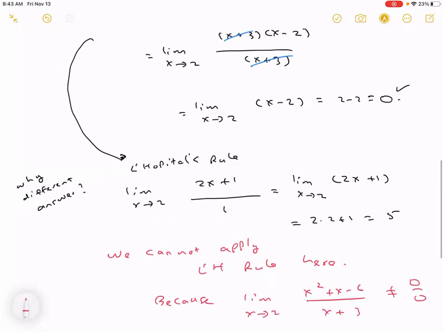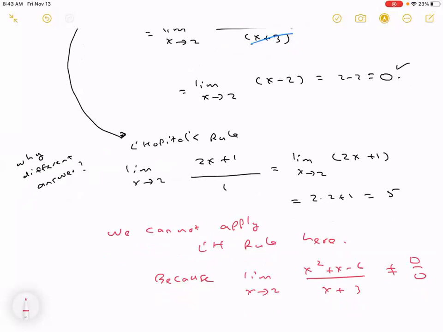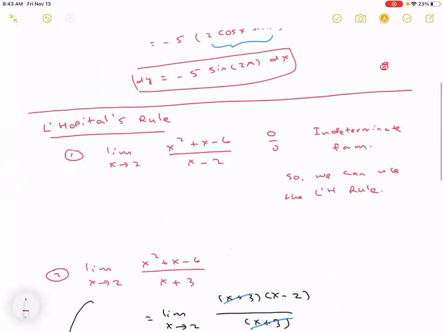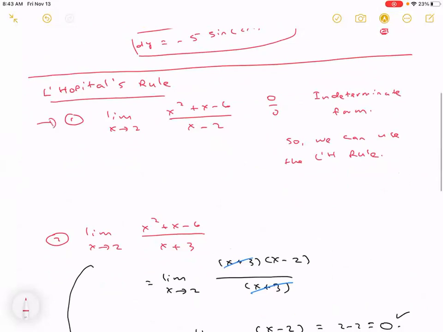Okay, just to answer your question, some of you asked already when we can use L'Hopital's rule. Look, very similar looking problems, but we have to be careful about when we can use L'Hopital's rule and when we cannot. For this problem, x squared plus x minus 6 divided by x minus 2 as x approaches 2, we can simplify the function and find the limit like we did in chapter 2, or we can use L'Hopital's rule. So we don't have to use it there.